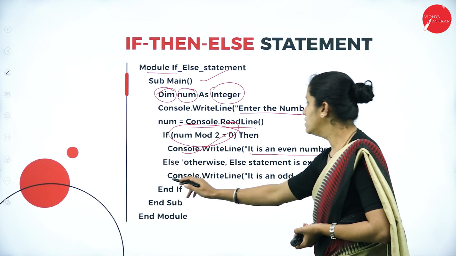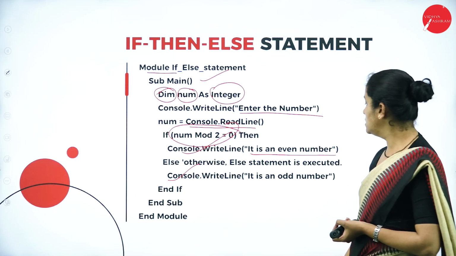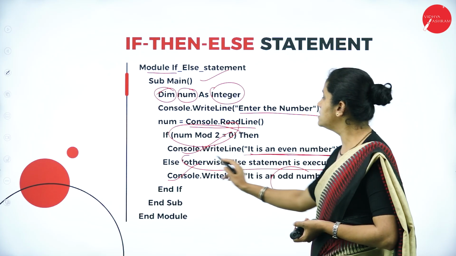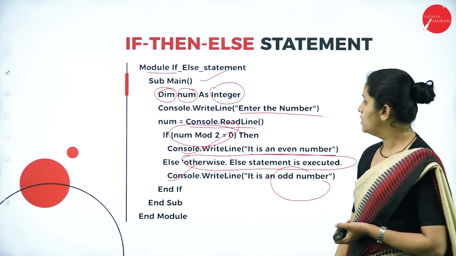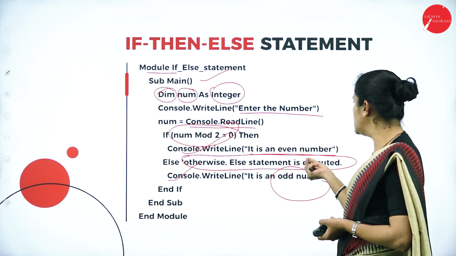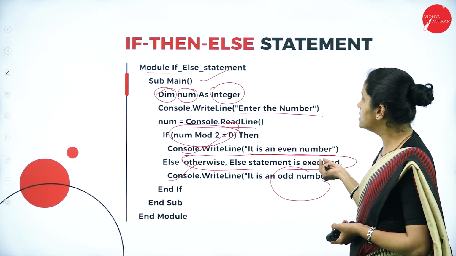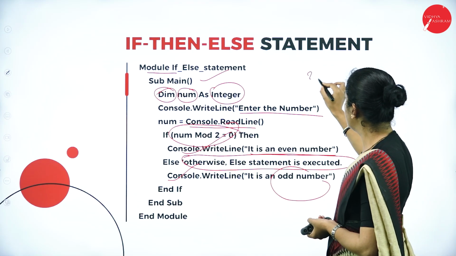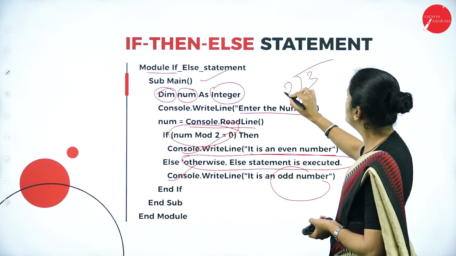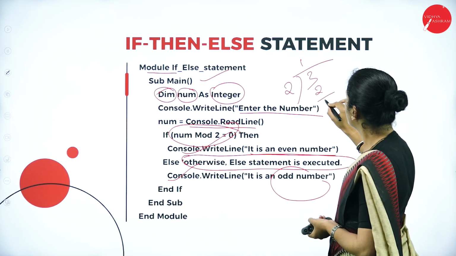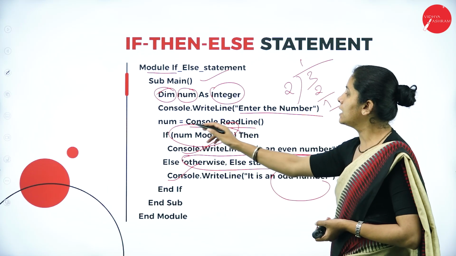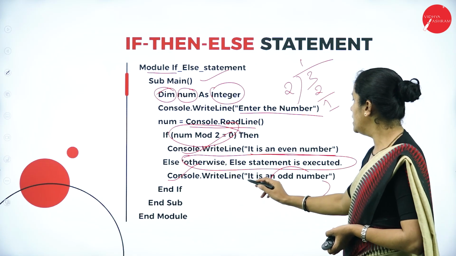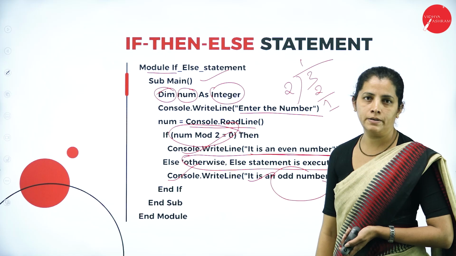Else, Console.Write, it is an odd number. Then what about this one? It is just a comment line. Otherwise the else statement is executed. In the sense, if the number is 3, divided by 2, the remainder is 1, so the condition is false. So which statement is going to execute? That is, it is an odd number.